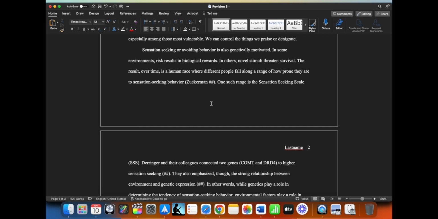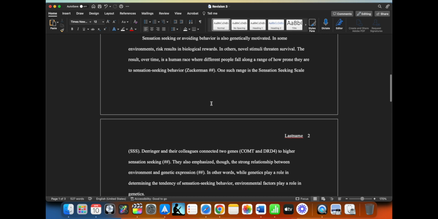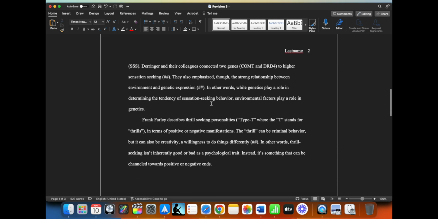Then we talk about biology. We talk about how it's genetically motivated. That some people are more naturally prone than others. And there's a scale for that. But those genetics manifest based on environment. And then finally, we talk about how this trait can be viewed positively, or it manifests positively or negatively.